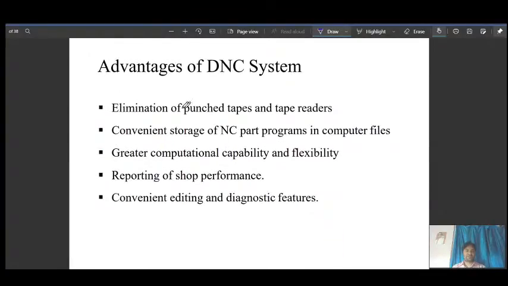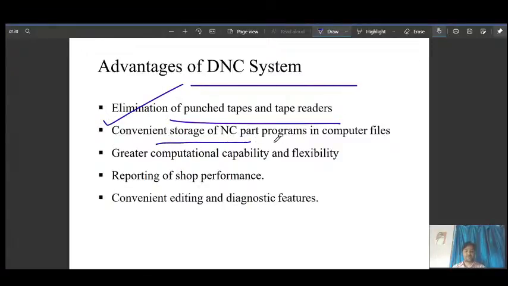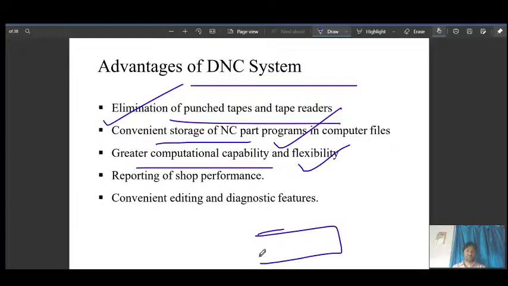So these are the advantages of the DNC system: elimination of punch tape, convenient storage of ANSI part programs, greater computational capability and flexibility. Because there are a number of machines, you can store different types of part programs and then load them. Program number 1 runs for 2 hours, or it will produce 5 parts, and then program number 2 will produce 7 parts, program number 3 will produce. So you can make it flexible for your production requirement.